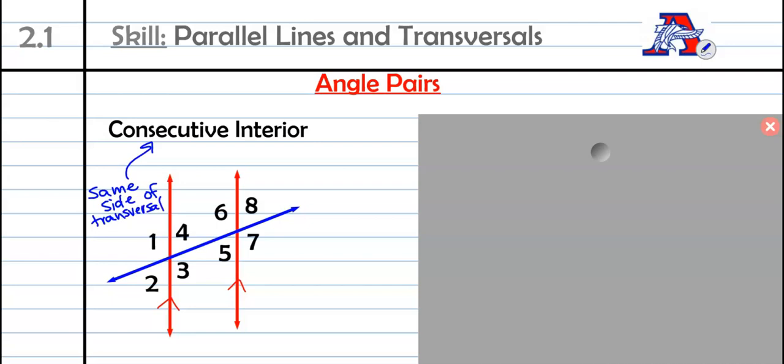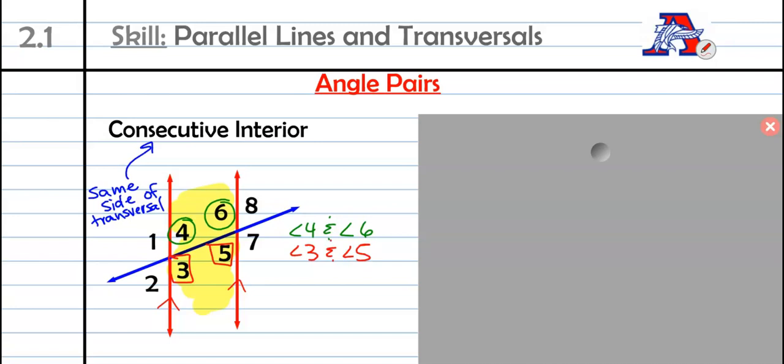So I'm going to go back to that highlighter. I'm going to find the interior inside the parallel lines, and then the same side of the transversal. So if I'm picking the top, I would want to pick the top once again. So up above the blue line, we would have 4. Up above the blue line again would be angle 6. So angle 4 and angle 6 would be considered consecutive interior angles. Angles 3 and 5 would be the other pair.